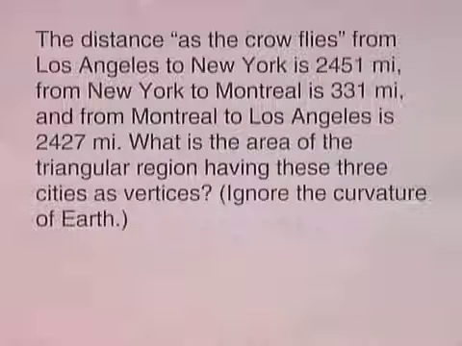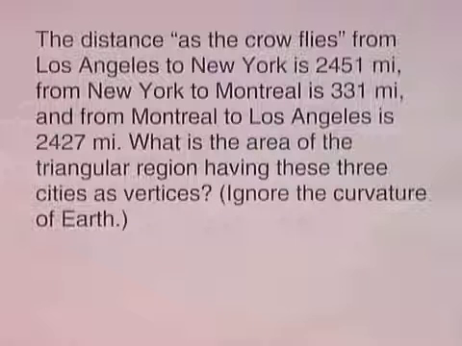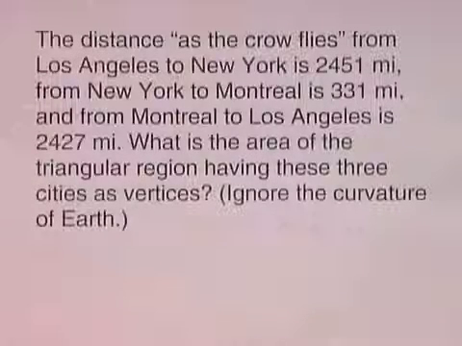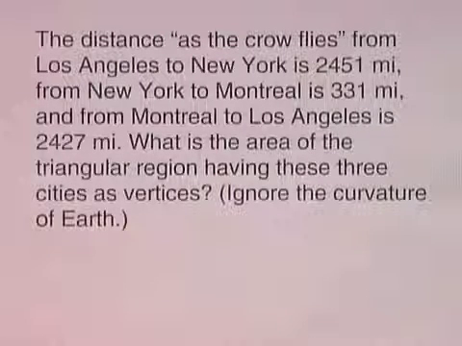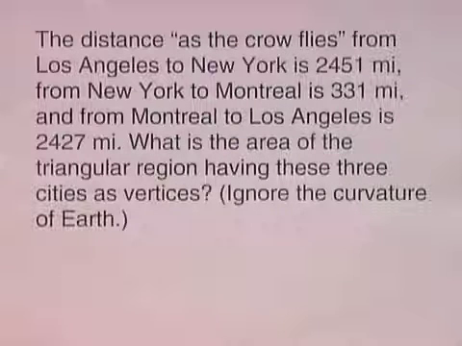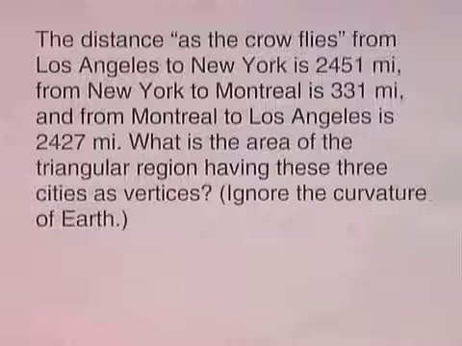Let's work an application problem. The distance as the crow flies from Los Angeles to New York is 2,451 miles. From New York to Montreal is 331 miles. And from Montreal to Los Angeles is 2,427 miles. What is the area of the triangular region having these three cities as vertices, ignoring the curvature of the Earth?